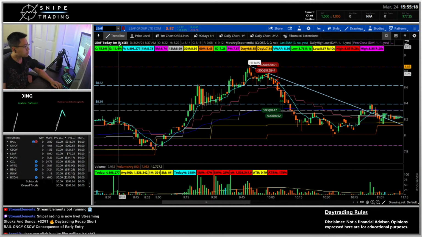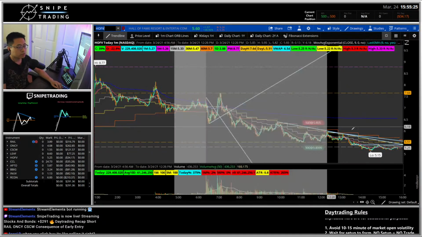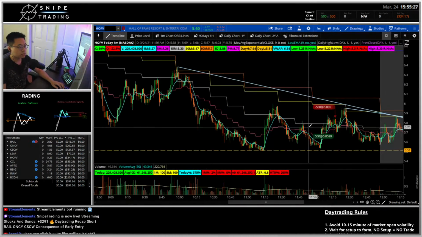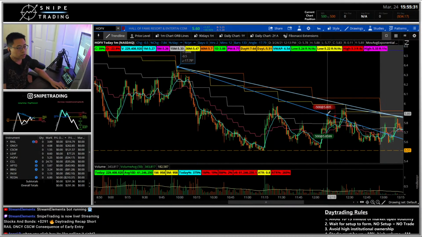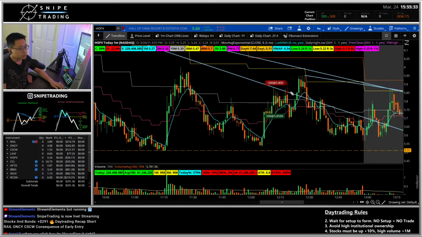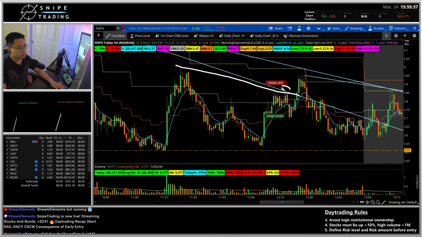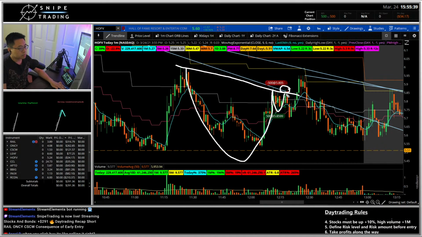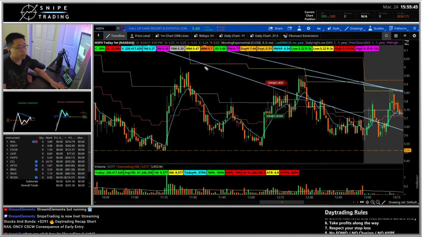Next trade, that was a $77 win, HOFV. So HOFV was just an afternoon trade. I was looking for a bounce on this break. You can see a little wick there, I bought that wick, and also a cup and handle here. I was thinking maybe it'll retest the 610 area before fading back down.